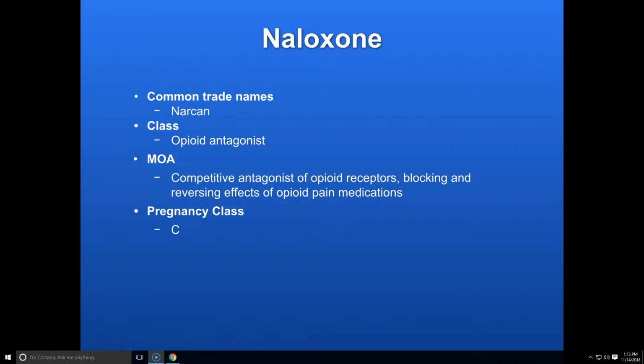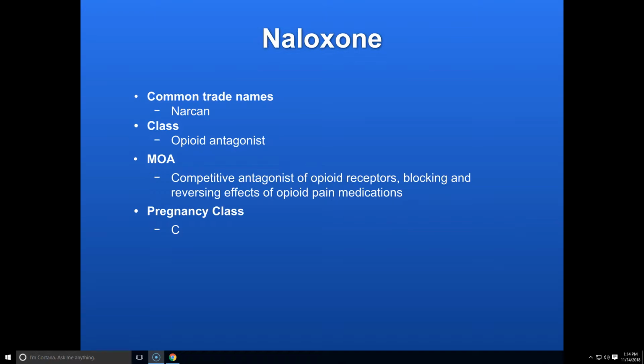Naloxone, commonly known as Narcan, is an opioid antagonist. So the way it works, it is a competitive antagonist of opioid receptors in the body. It will block, and the main reason we use it is to reverse the effects of an opioid pain medicine overdose.